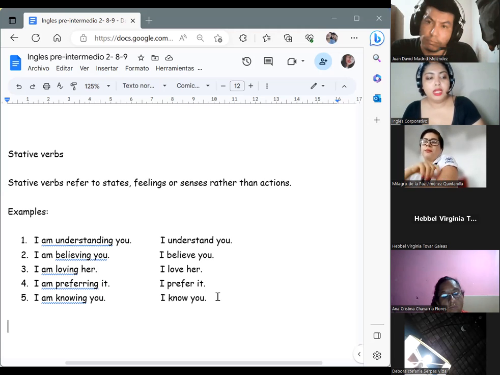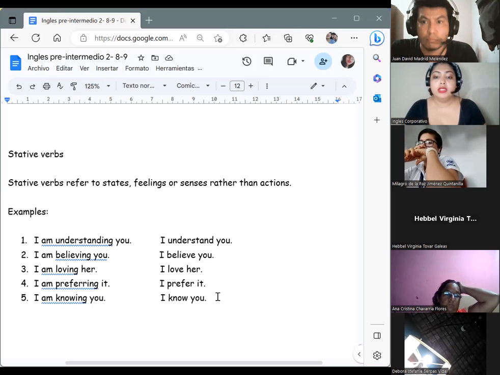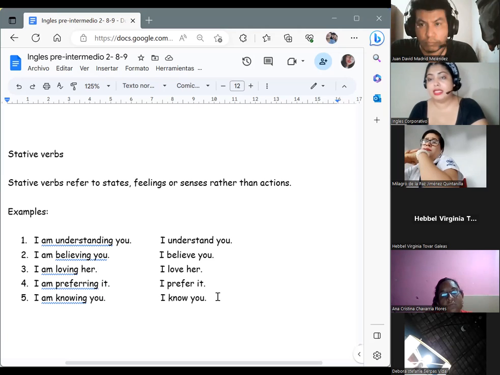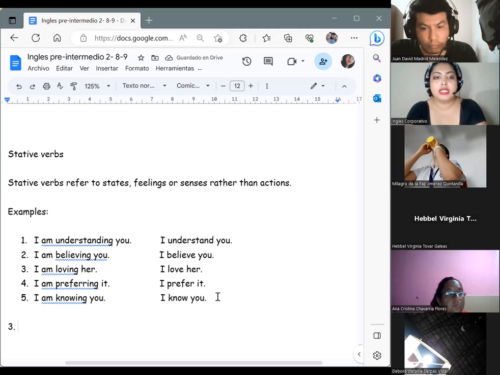So, now we are going to continue. We have the number three. We are going to see what is the structure for the present perfect simple. So we are going to continue with the tenses, and then we are going to end with the present perfect continuous. Ahora vamos con los últimos dos. Vamos a terminar el presente hoy, y el jueves vamos a continuar con el pasado. Vamos a ver las estructuras del pasado. So, we're going to see number three, that is present perfect simple.